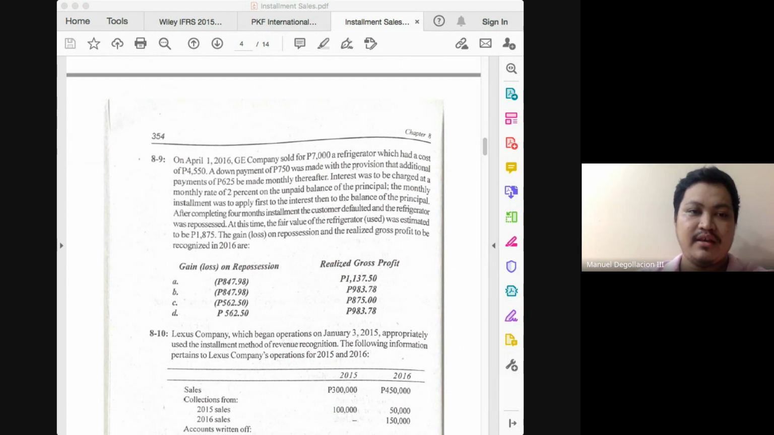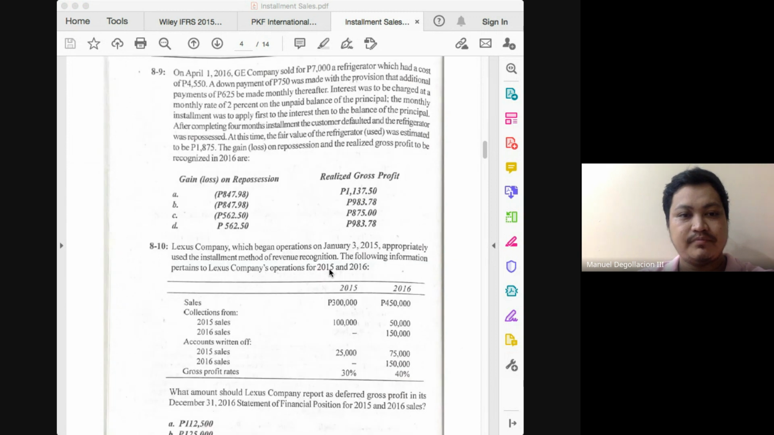Okay, and that will give you a loss on the repossession in the amount of 847.98. So your task here would be to come up with the amount of 2,810 for the collection attributable to the installment transaction, and the 439 and change as the amount applicable to the interest.